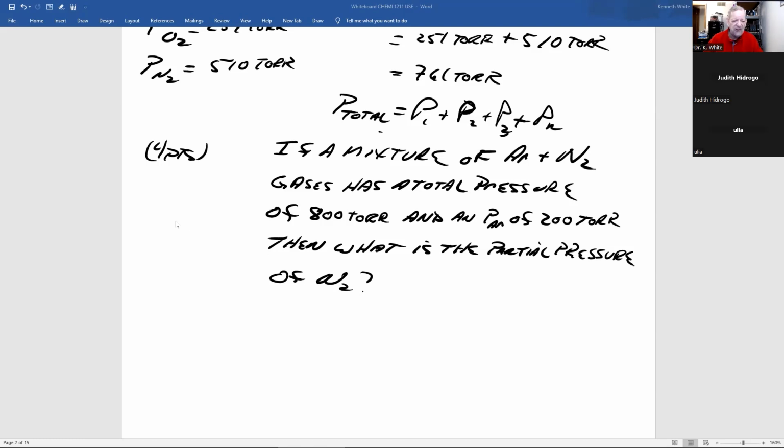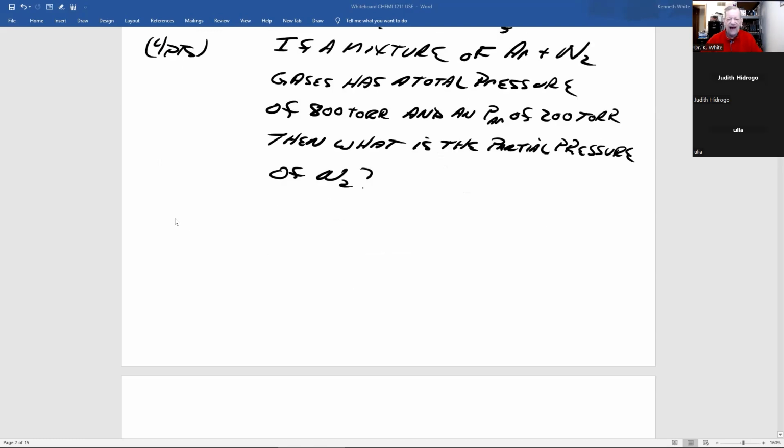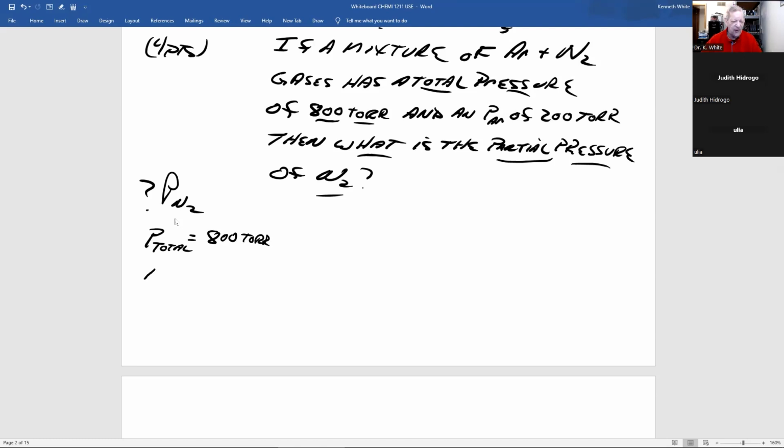All right, my turn. What are you being asked to find? What is the partial pressure of nitrogen? P N2. What are you given? Up here has a total pressure of 800 torr. So P total equals 800 torr. And I think this is the only time we're going to do subtraction. And you know the partial pressure of argon is 200 torr.